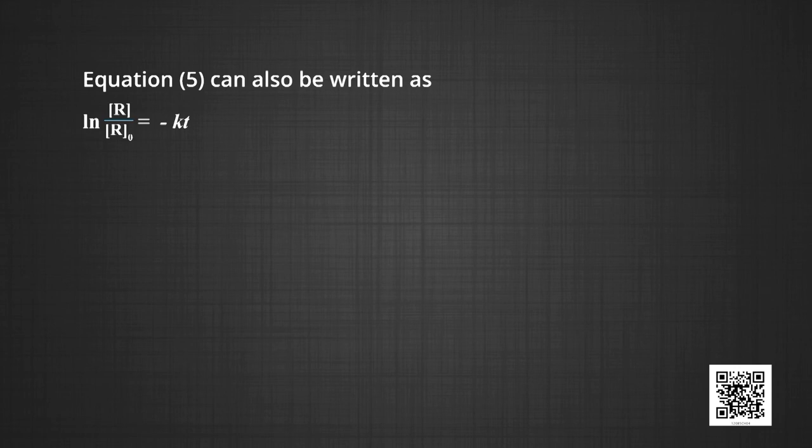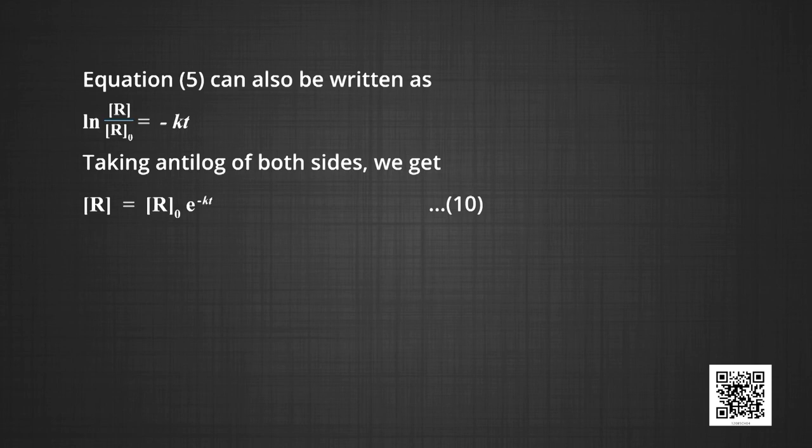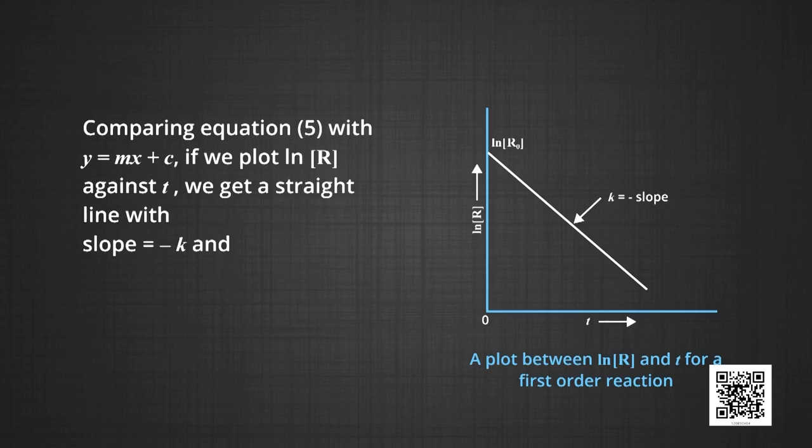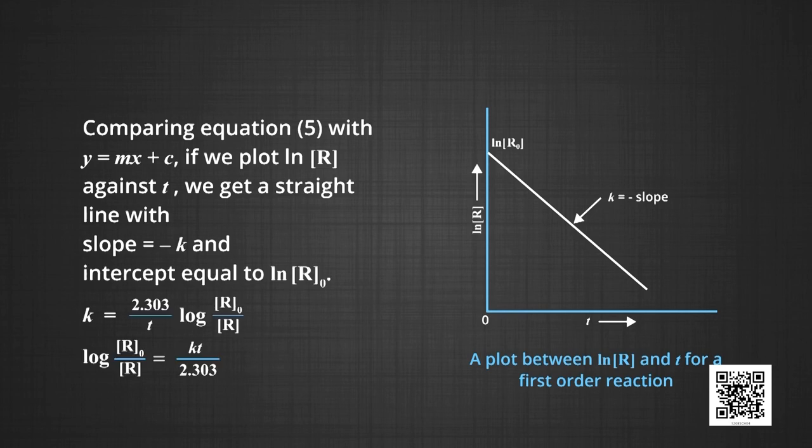Now, equation 5 can also be written as ln [R]/[R]0 equals minus kt. Taking anti-log of both sides, we get [R] equals [R]0 e raised to power minus kt. Now, comparing equation 5 with y equals mx plus c, if we plot ln [R] against t, we get a straight line with slope equals minus k and intercept equals ln [R]0.